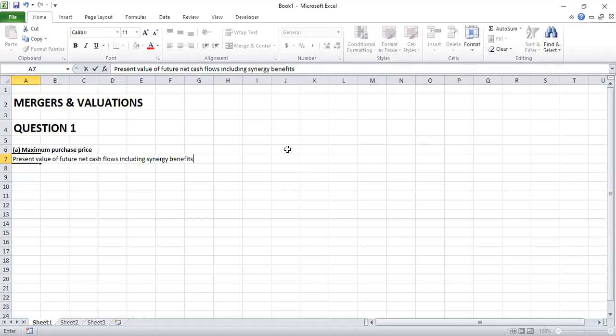I repeat, maximum purchase price, you also include the value of the synergy benefits. That is the advantages that are going to arise because of the combination. Whilst minimum purchase price, you don't include the synergy benefits. You just include the present value of that business before taking into account the advantages that will arise due to the business combination.